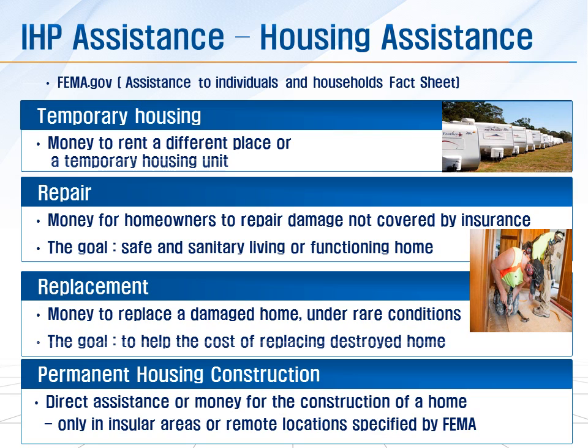Lastly, permanent housing construction. It is direct assistance or money for the construction of a home. This type of assistance occurs only in very unusual situations, in locations specified by FEMA, where no other type of housing assistance is possible.